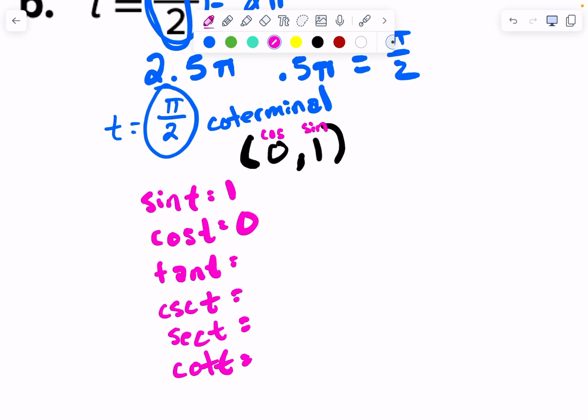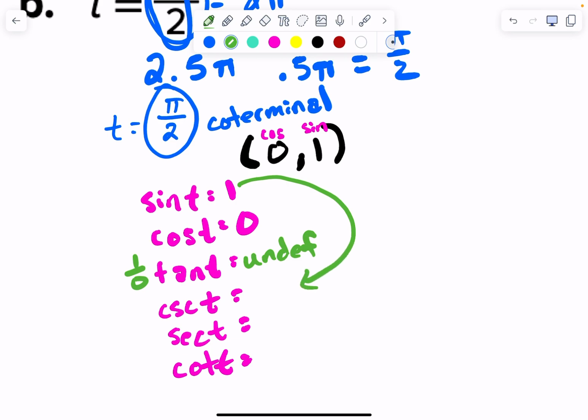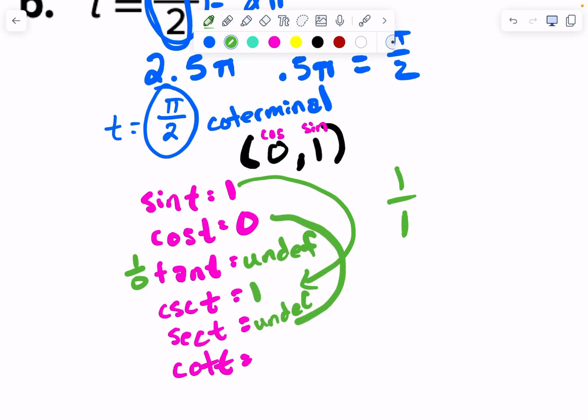Tangent is sine divided by cosine. So what will tangent look like? Undefined. 1 over 0, so undefined. What's the reciprocal of 1? 1. Like 1 over 1, the reciprocal of that is still just 1. What's the reciprocal of 0? Undefined. What's the reciprocal of undefined? 0. You see how that works out?